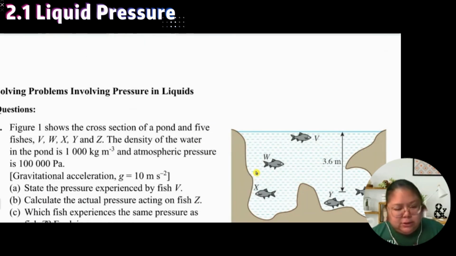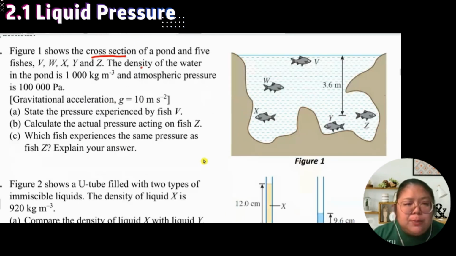Now you can see the problem solving here. They show you the cross section of the pool. You have 5 fishes: P, W, X, Y, Z. The density of the water is provided. Atmospheric pressure is provided. Gravitational field strength is also given. First one, state the pressure experienced by the fish. Fish V, what pressure is acting on it?